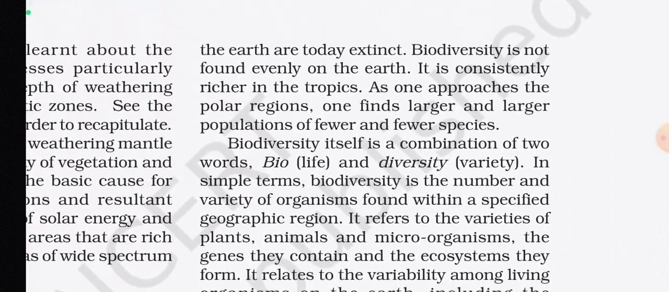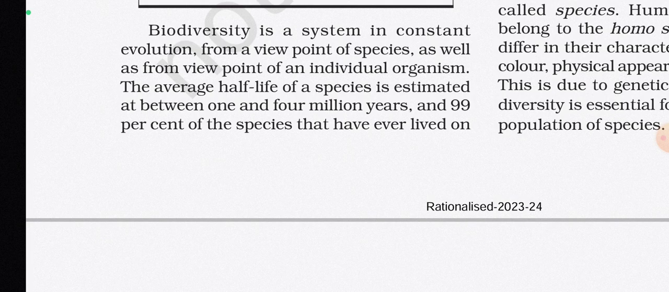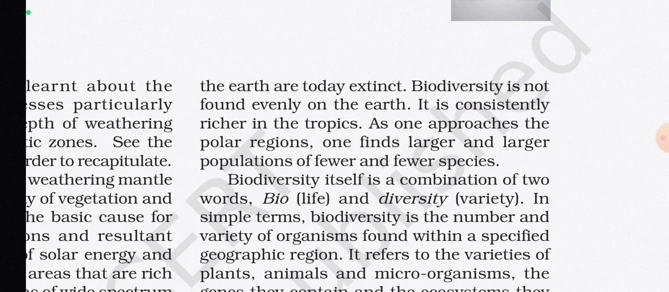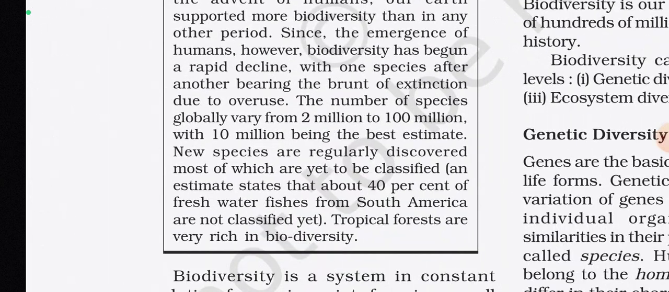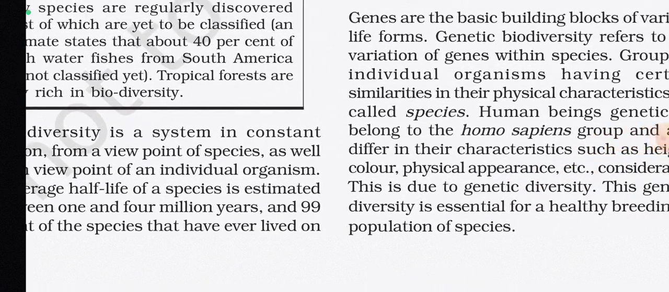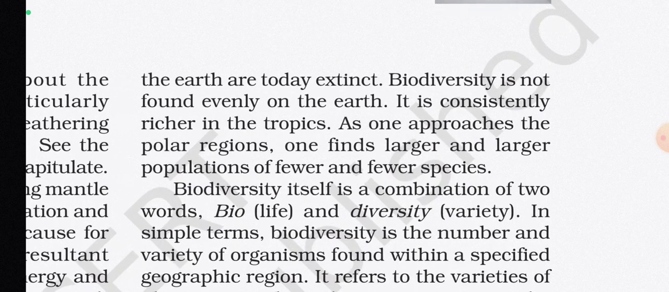Here it is being told: the average half-life of a species is estimated at between 1 and 4 million years and 99% of the species that have ever lived on the earth are today extinct. So biodiversity, yes, it says the same thing: the average half-life of a species is estimated at between 1 and 4 million years, from 1 million to 4 million years, and 99% of the species that have ever lived on the earth are today extinct. Biodiversity is not found evenly on the earth.